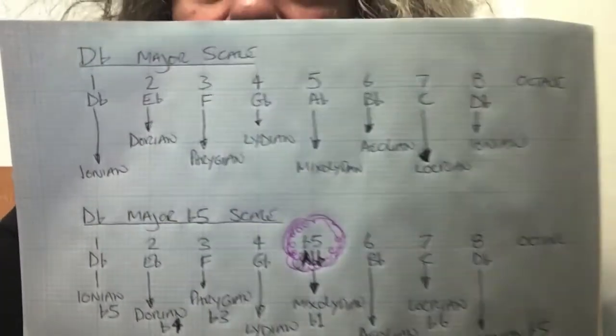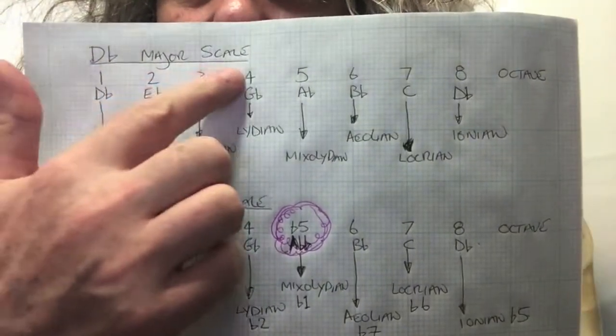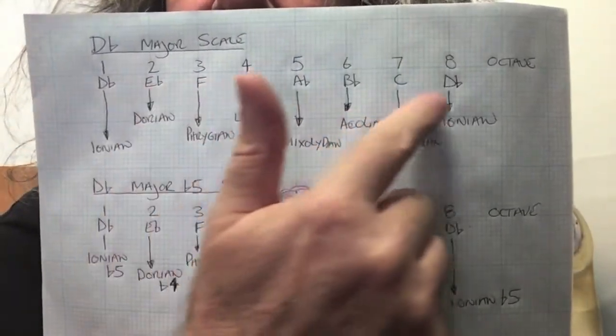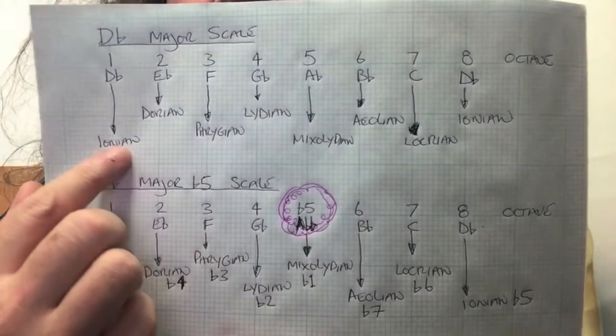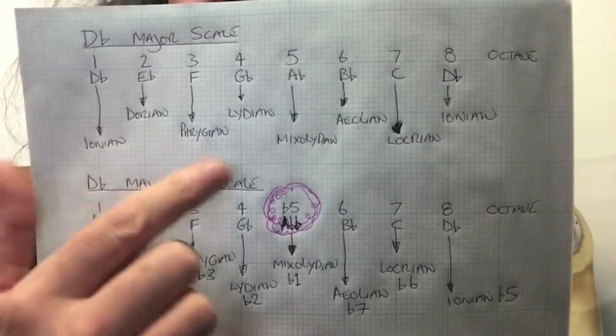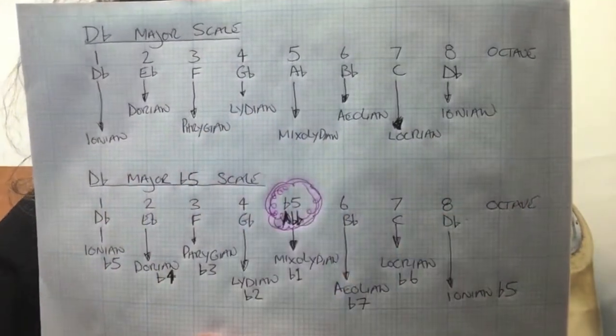Okay guys, so we're back to the sheet again. D flat major scale, just like before. Do, re, mi, fa, sol, la, ti, do. 1, 2, 3, 4, 5, 6, 7, 8. We've got all the stuff there. And we've got all the modes underneath: Ionian, Dorian, Phrygian, Lydian, Mixolydian, etc. So we've got all that.